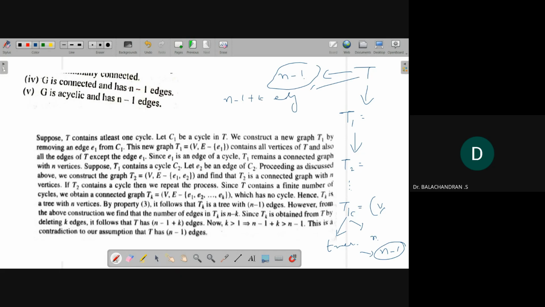But n minus 1 plus k is greater than n minus 1, because our assumption is that T has n minus 1 edges. Now you are saying T has n minus 1 plus k edges, which is greater than n minus 1. So this is a contradiction to the assumption. Why are we getting this contradiction? We assumed T contains at least one cycle. Hence T has no cycle. So that is the proof.